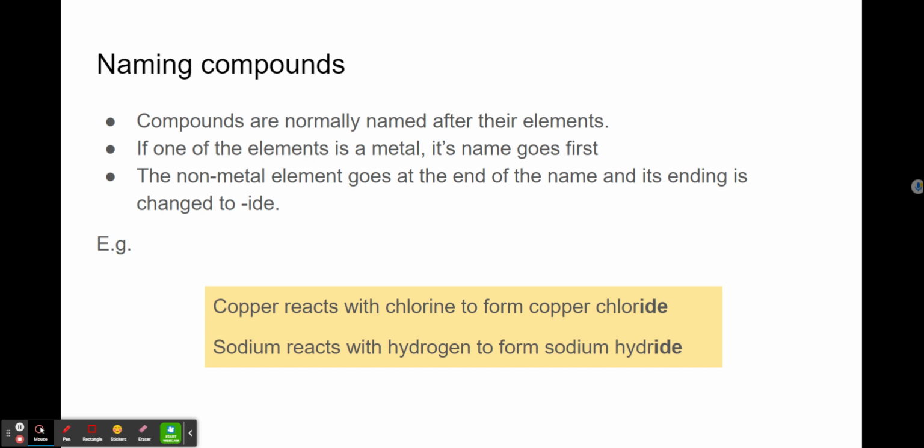So two examples on the screen here. If I've got copper and I react it with chlorine, it will form copper chloride. If I've got sodium and I react it with hydrogen, then it would form sodium hydride. So that's just a quick look, and if you want to have a look at anywhere in Exploring Science, then you need to have a look at section 7HD just to get a recap of this.